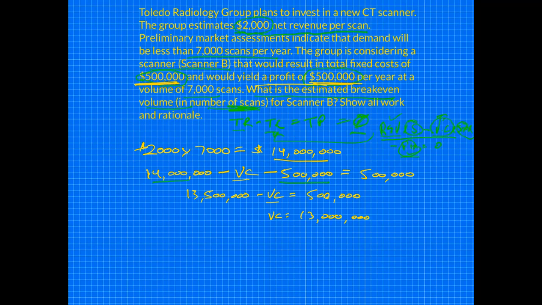But like before, we got to find out that per scan. So we got variable cost all lumped together for that, but we don't have it down per scan. So we're just going to simply take that and divide it by the number of scans. How many scans were there? 7,000. And let me take my phone out and calculate that. And looks like we're getting $1,857.14. Okay, so we are close.